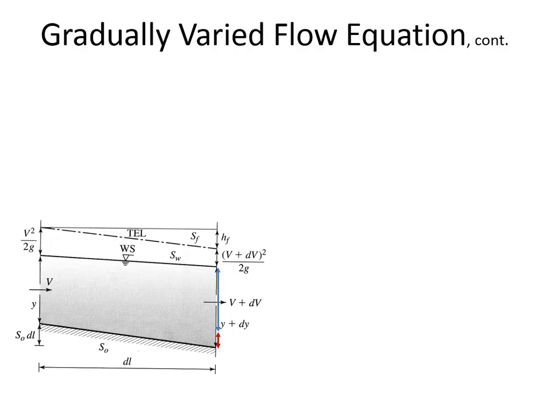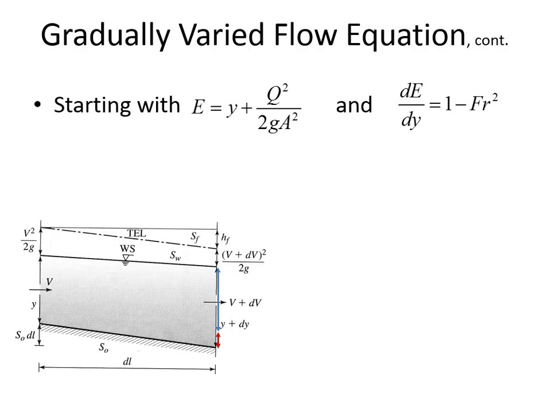You can see how steep this slope is, the extra elevation, S naught times dl, where dl is the length between the two sections and S naught is the slope, and so this is basically delta z. S naught dl is the delta z between the downstream channel bed and the upstream channel bed. So this picture is important to consider all the components.